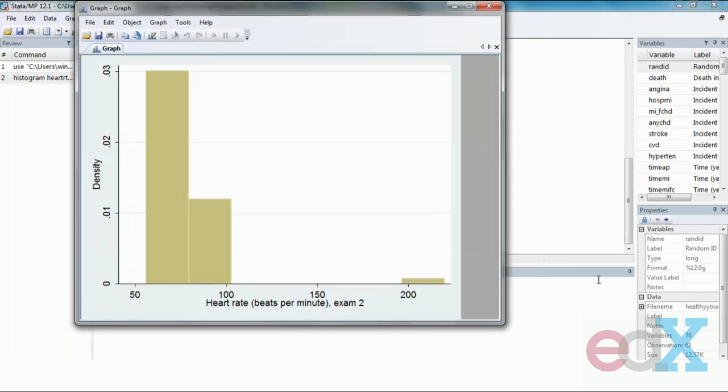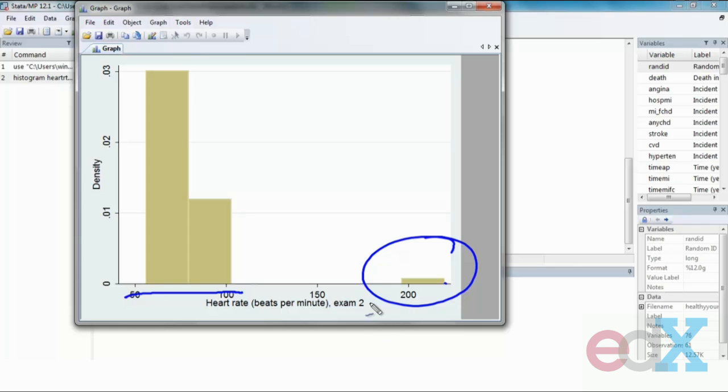Now looking at this histogram, if I look where most of the data is between 50 and 100 beats per minute, you see that normality might be reasonable within that range. However, this outlier out here makes it very difficult to even assess the normality assumption because this is such an extreme outlier. So that's the first thing you should notice.